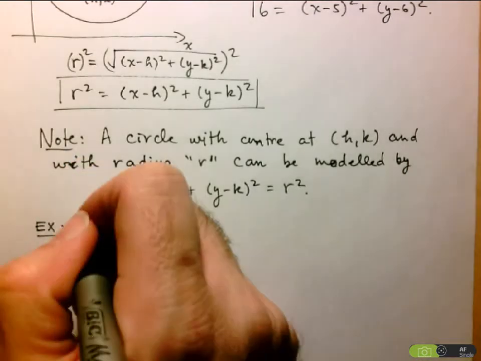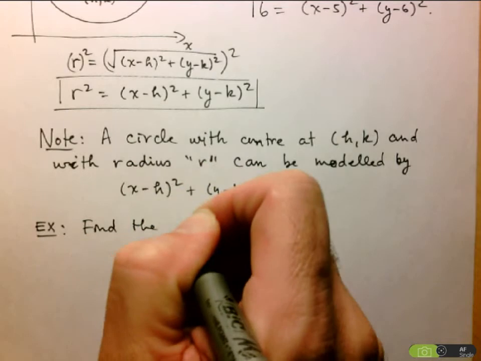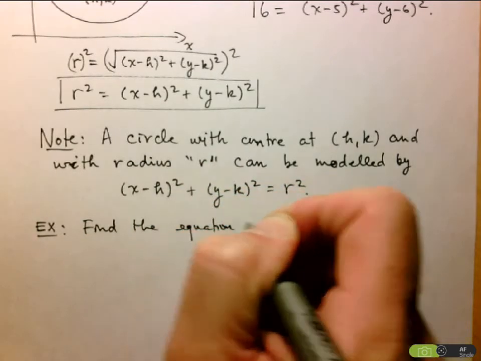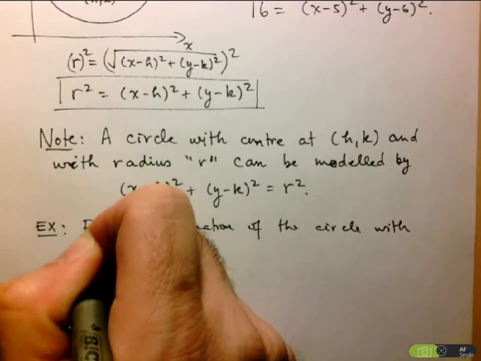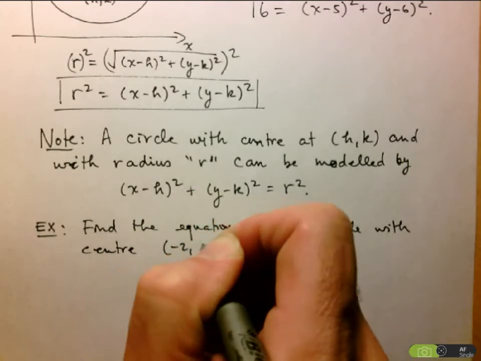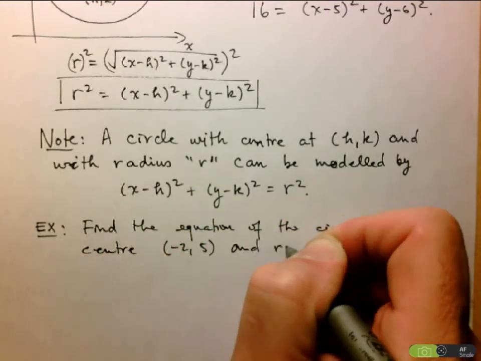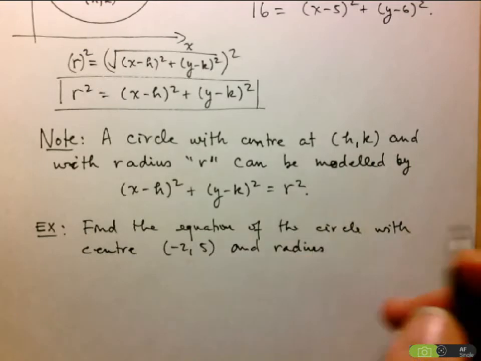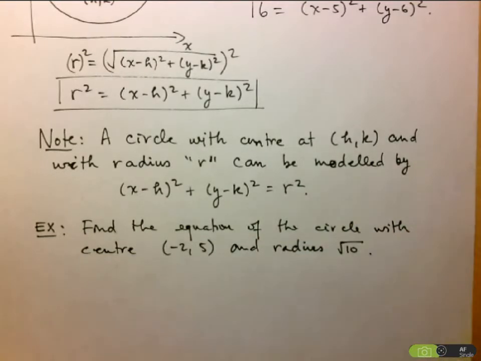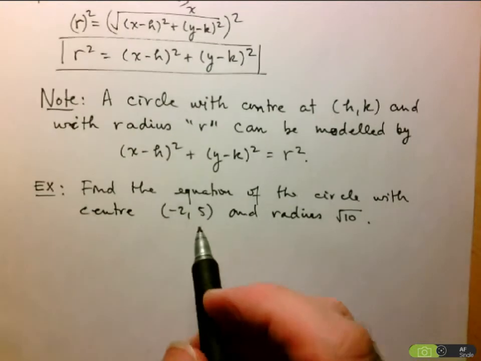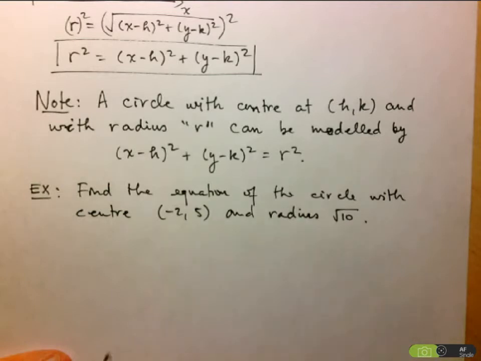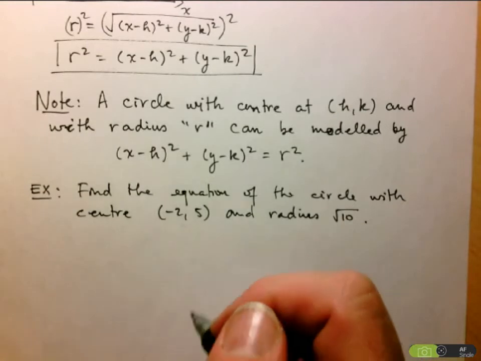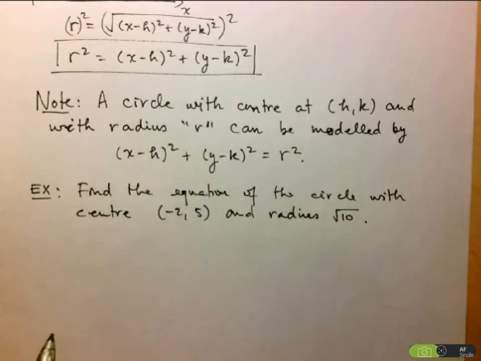So let's say I want to find the equation of the circle with center, let's say negative 2, 5, and radius, okay, let's make it a little more interesting, let's say root 10 units. Okay, now this one here gives us the exact information we need to write the equation of the circle, because they've given us the center and they've given us the radius.